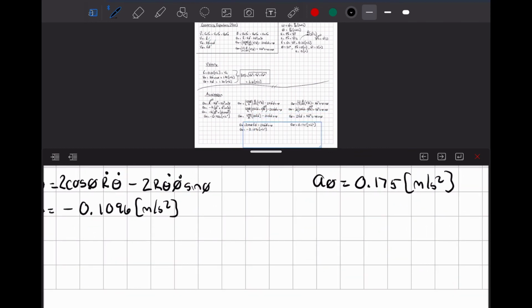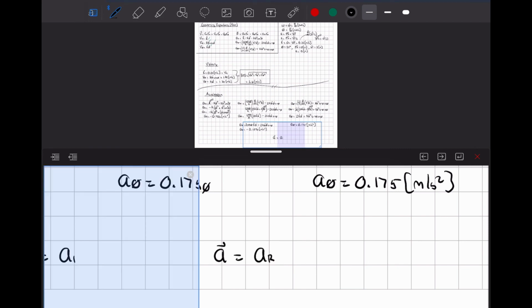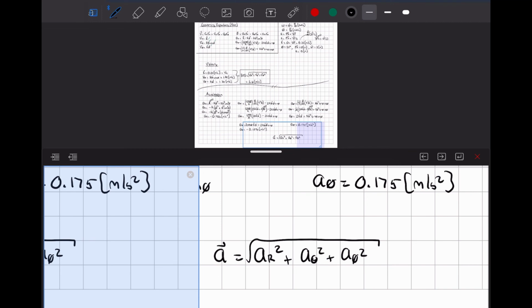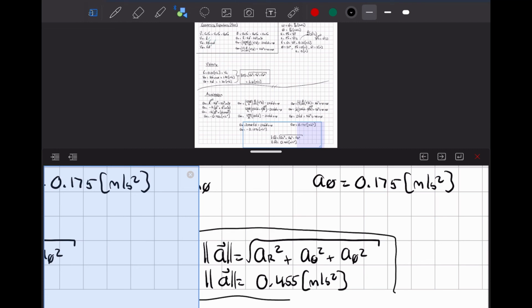Okay, then if we just combine all these, we know our magnitude of the acceleration is going to be the square root of a r squared plus a theta squared plus a phi squared. And that comes out to be, I'll throw in my norm signs here, 0.455 meters per second squared. And there we go. That is our problem.